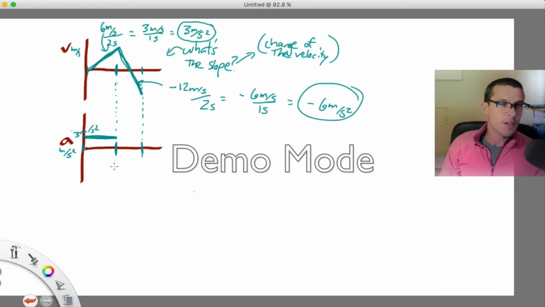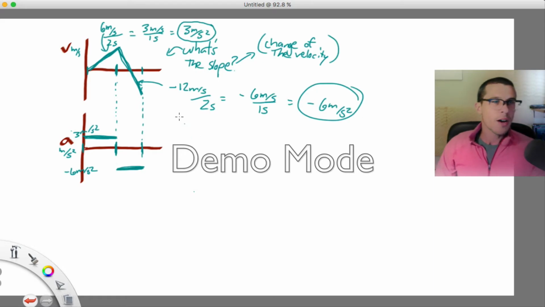So now we go down over here and we graph what that acceleration is, and it's just negative 6. So you go down to negative 6. This would be negative 6 over here, meters per second squared. And that's what you graph over here for your acceleration.